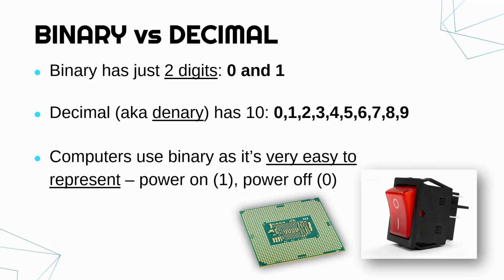Decimal could be used by computers, but you'd have to make a switch with 10 different levels, which is a bit more complicated, a bit harder to make very small. Because binary is so simple, you can make tiny, tiny switches, which are actually called transistors.